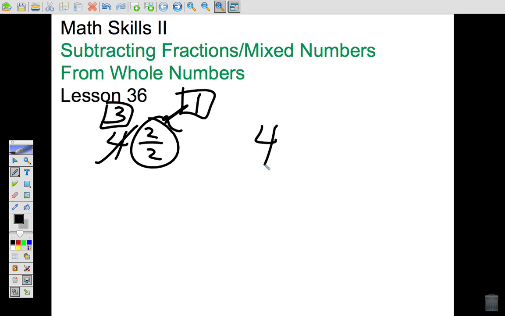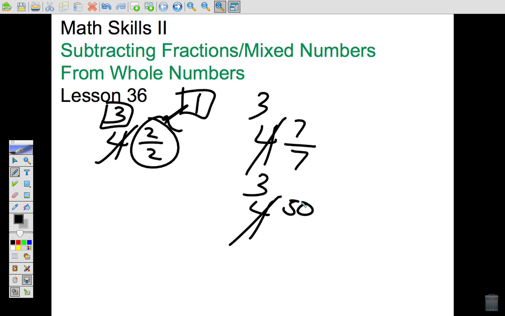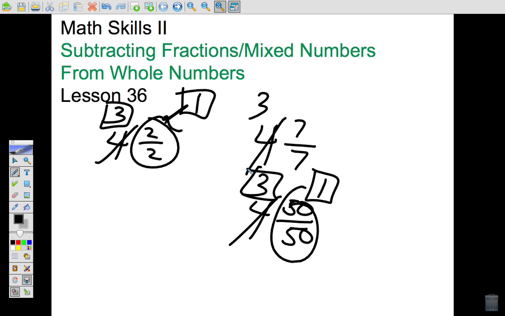Now I also could have borrowed 1 from 4, and I could have represented the 1 I borrowed as 7 over 7, because 7 over 7 is 1, right? I can represent one whole part a lot of different ways. In fact, I can represent it unlimited ways. I could represent it as 7 over 7, or 8 over 8. I could even represent borrowing that 1 as 50 over 50, because 50 over 50 is 1, and what's 1 and 3? 4. So just keep that in mind, how we can rename a whole number.